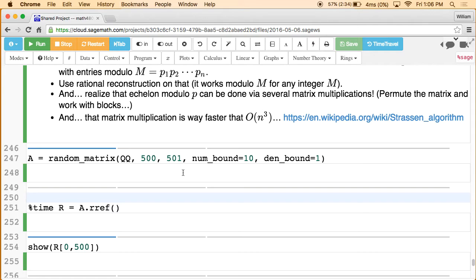And one of the big surprises in linear algebra is that most algorithms can be reduced to matrix multiplication. The motivation for that is that matrix multiplication is way faster than O of n cubed, as it turns out. We don't actually know, it's an unsolved problem, what the best algorithm is for matrix multiplication. We don't know how fast it is, but it's definitely faster than O of n cubed. There's a link to a Wikipedia page here about this.